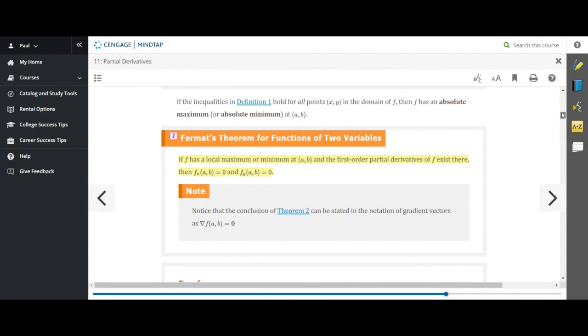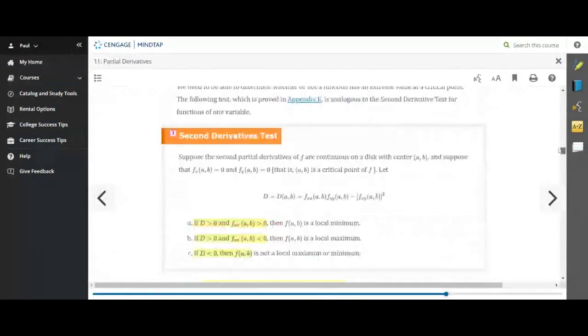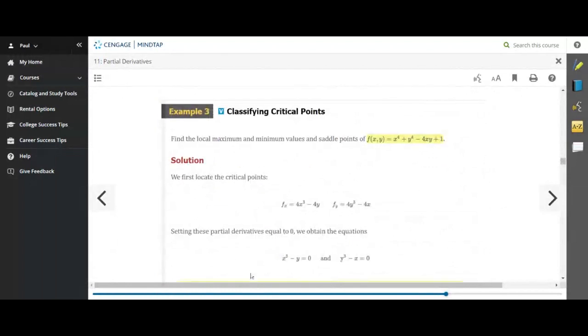And the book has a very nice little example, example 3. Here you have a function f of x, y equals x to the 4th plus y to the 4th minus 4 times x times y plus 1. What do we do? First, we have to locate the critical points. So you take the partial derivatives with respect to x and y, and I don't think it's too hard to see that those are your partial derivatives.